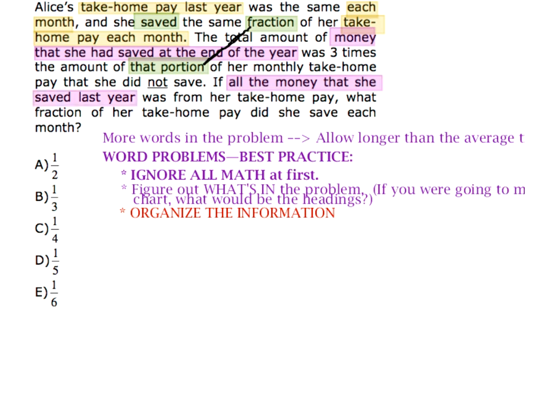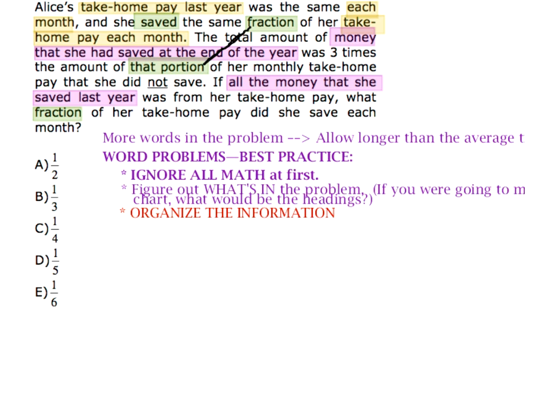And then her take-home pay was, what fraction of her take-home pay is this? So we really only have 3 colors here. I mean, it's probably really intimidating, but when you break it down, there's not really as much in there as you thought there would be.